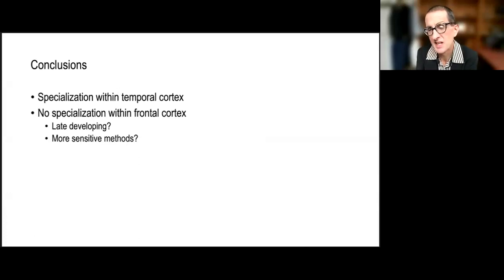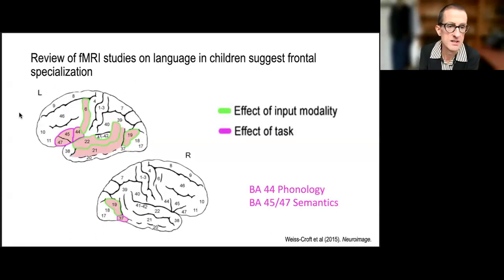You may be wondering, why didn't you find any specialization within the frontal cortex? Well, we didn't. Perhaps it's later developing. Perhaps we need more sensitive methods for determining specialization in the frontal cortex. In fact, in an earlier review that our work was motivated on, a qualitative review of studies in kids looking at different tasks, they reported that Brodmann's area 44, which is dorsal inferior frontal, seems to be more involved in phonology, whereas Brodmann's areas 45 and 47, which is the ventral area of inferior frontal gyrus, tend to be more involved in semantics.